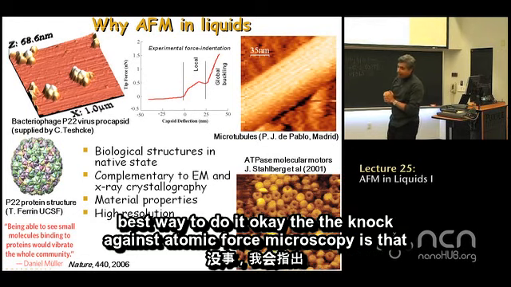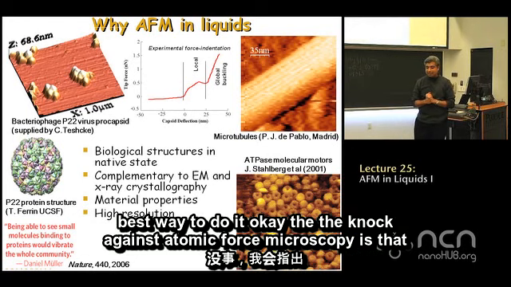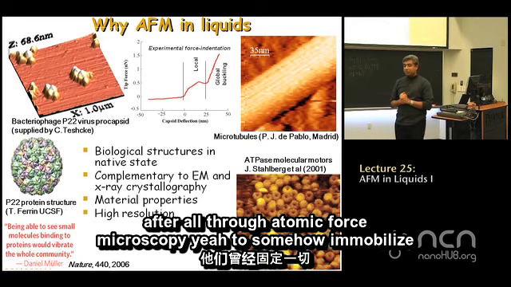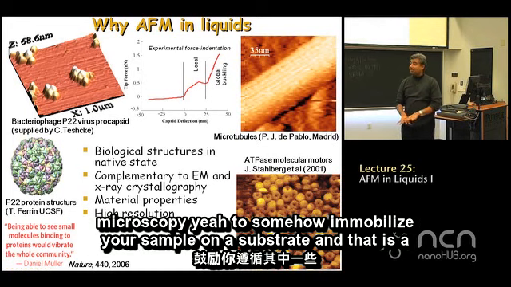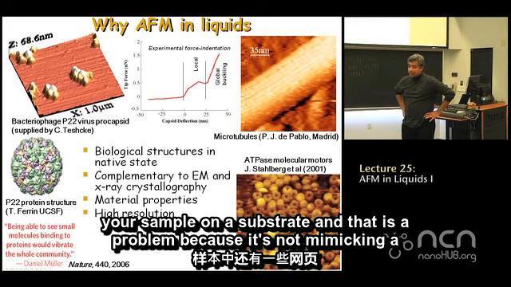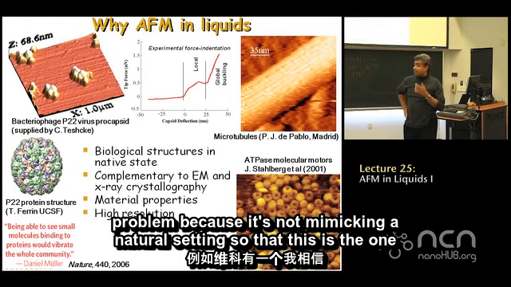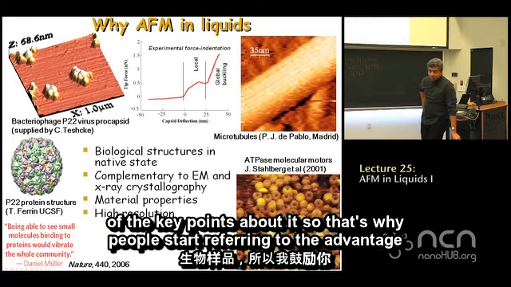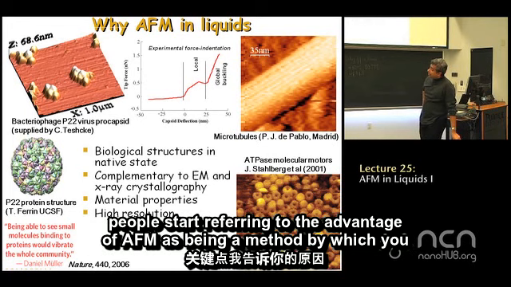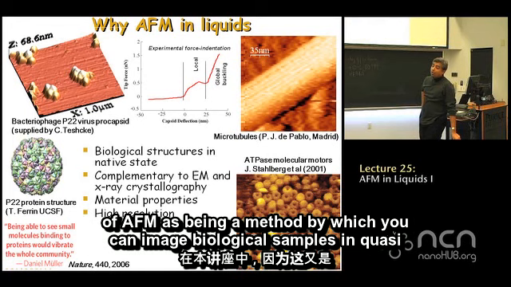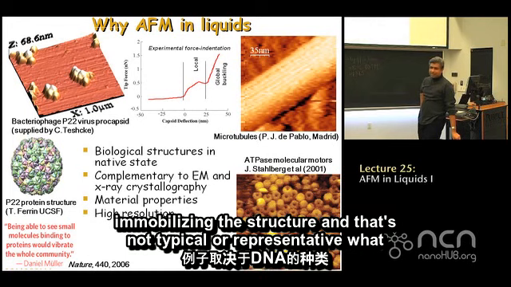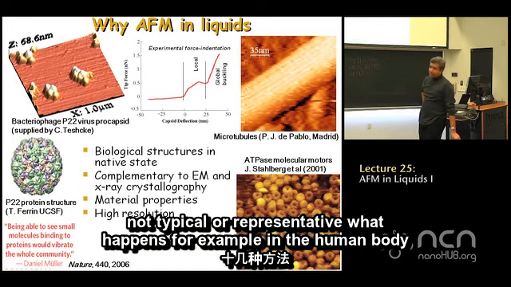The knock against atomic force microscopy is that it's not truly native state, because after all, to do atomic force microscopy, you have to somehow immobilize your sample on a substrate. And that is a problem, because it's not mimicking a natural setting. So this is one of the key points about it. So that's why people start referring to the advantage of AFM as being a method by which you can image biological samples in quasi-native state. So it's not really native state because you're somehow immobilizing the structure, and that's not typical or representative of what happens, for example, in the human body.